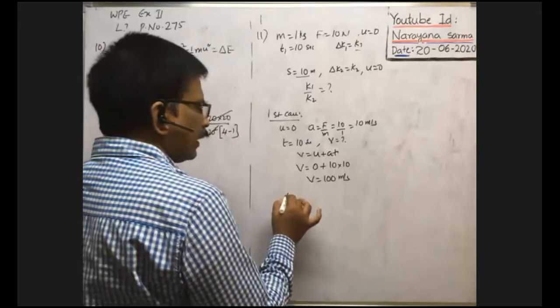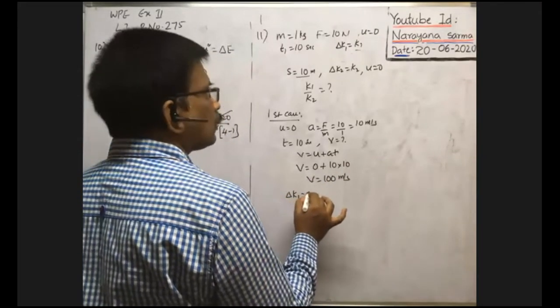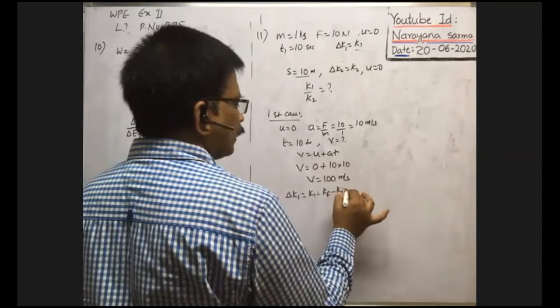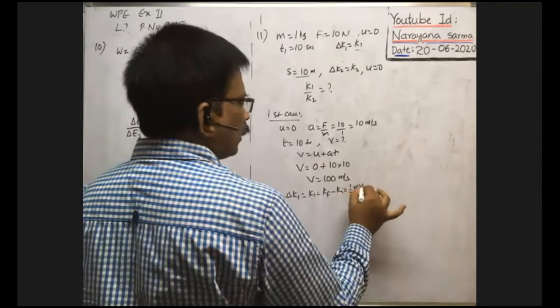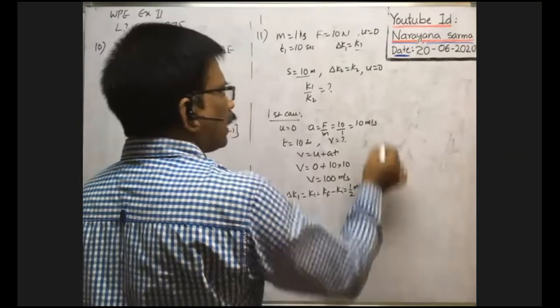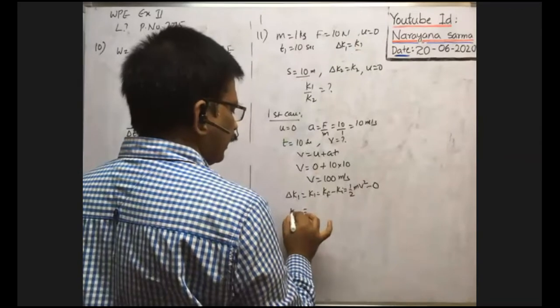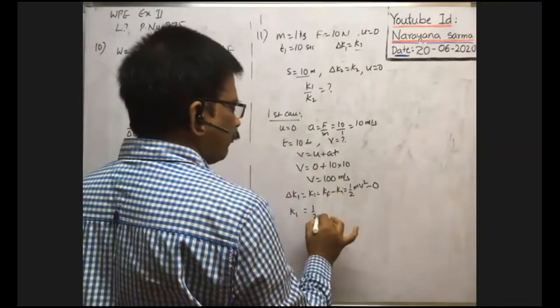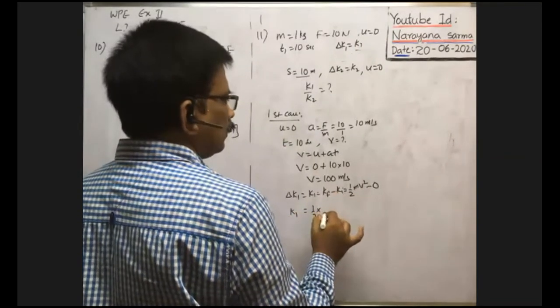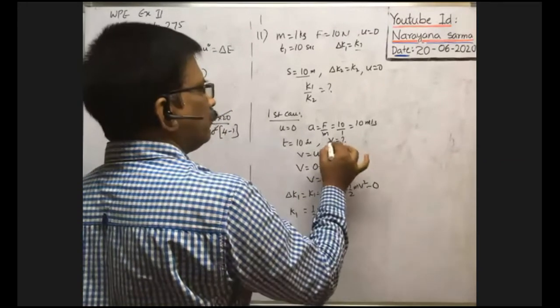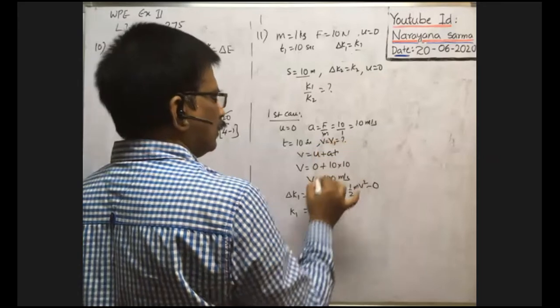Therefore, in first case, change in kinetic energy delta K1 is given as K1. That is equal to final kinetic energy minus initial kinetic energy. Final kinetic energy is half m v square, minus initial kinetic energy, which is 0 because initial velocity is 0 in this case. So K1 is equal to half m, of course, in first case velocity acquired is say v1, v is equal to v1, say, then v1 is equal to this one.